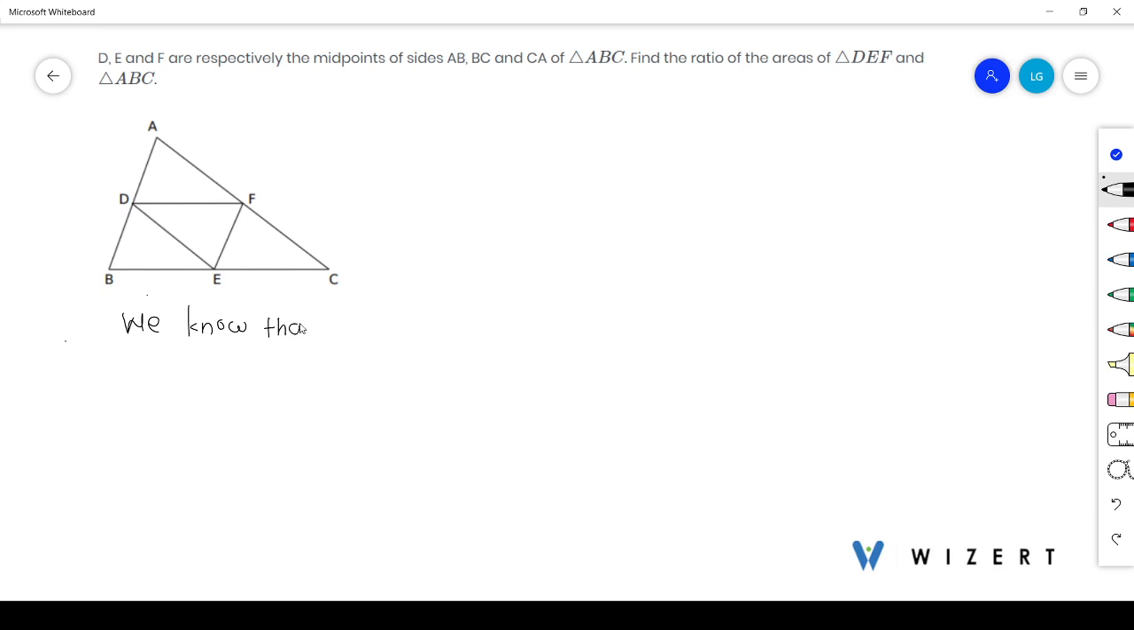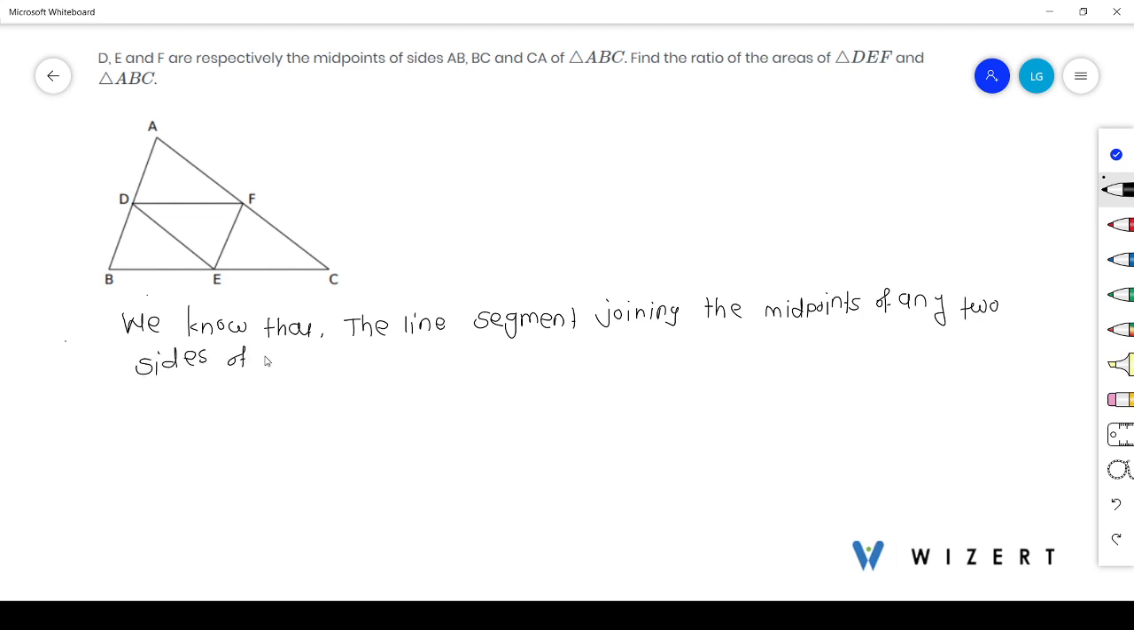As we know that the line segment joining the midpoints of any two sides of the triangle is half the third side and is parallel to it.